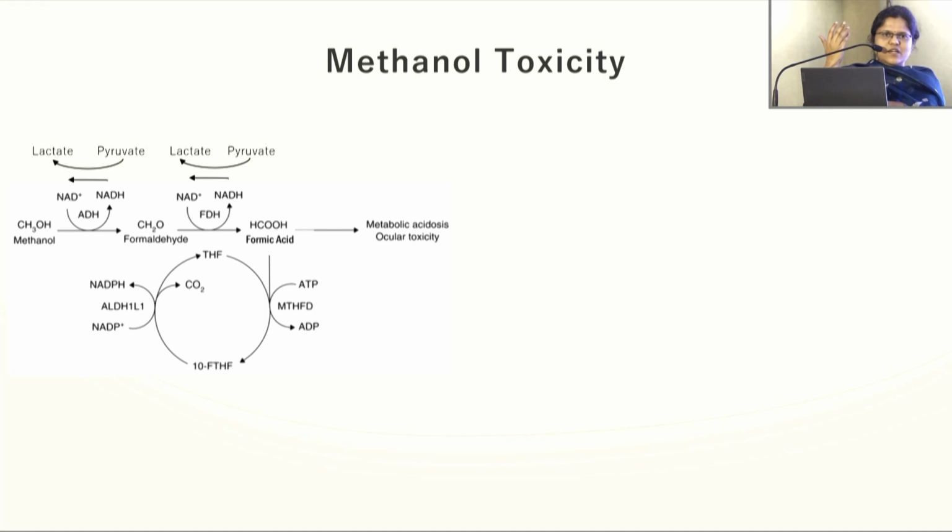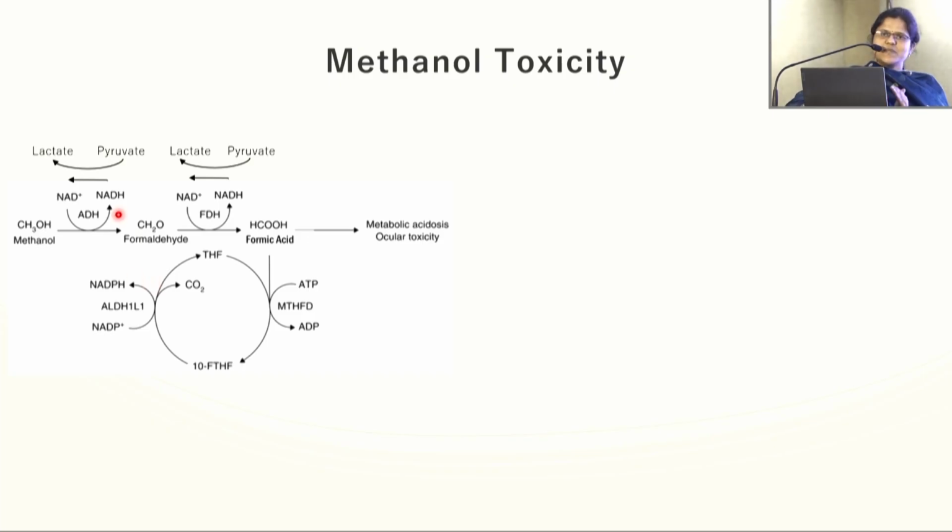So coming on to methanol toxicity, next what we have to know is the clinical features and the mechanism of toxicity, right? Methanol is metabolized by alcohol dehydrogenase and gets converted to formaldehyde, and then by aldehyde dehydrogenase to formic acid. When this conversion is happening, another conversion is also happening simultaneously, that is NAD plus getting converted to NADH. So at the end result, you will have an increased NADH to NAD plus ratio.